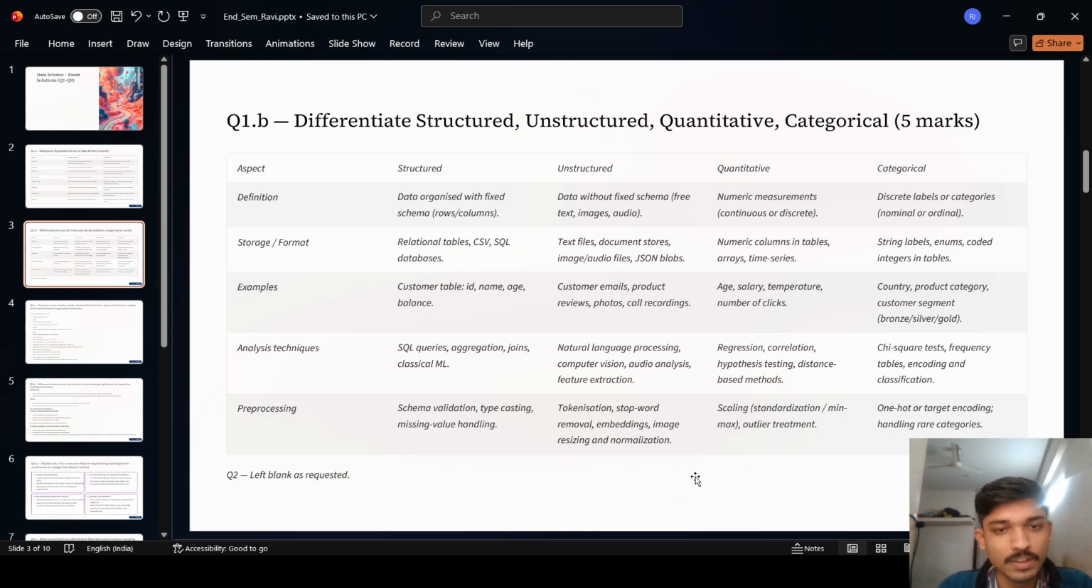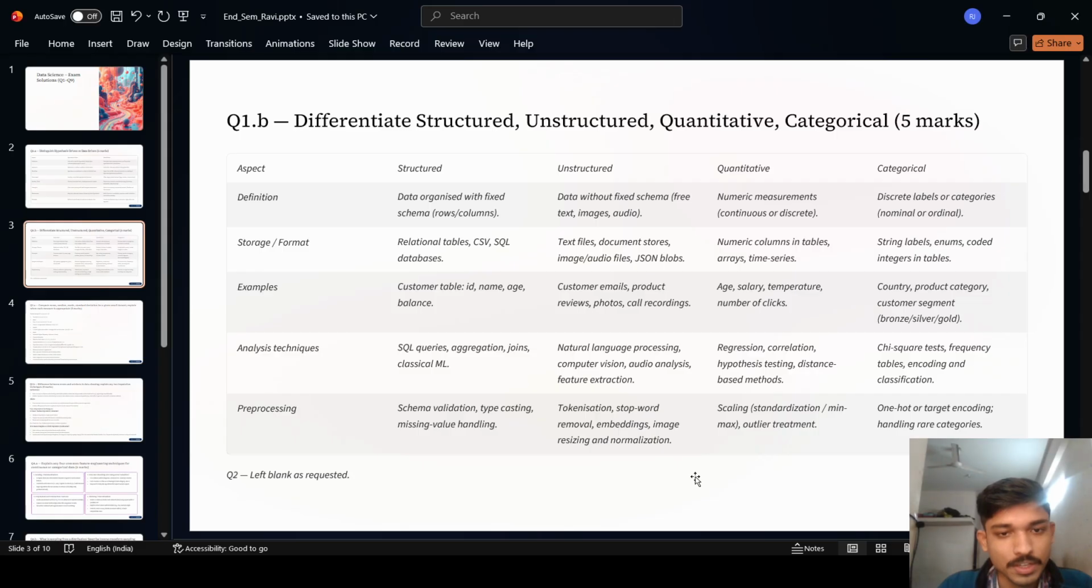Examples of structured data: a customer table. We have column names: ID, name, age. So this is a table with structured format. And unstructured examples are customer emails, product reviews, photos, call recordings. These are not in a particular table, means these are all unstructured. Quantitative has examples of age, salary, temperature, number of clicks. All of these are numerical data. Categorical has examples of country, product category, customer segment.